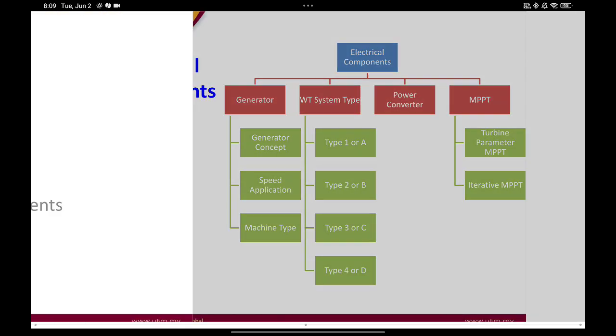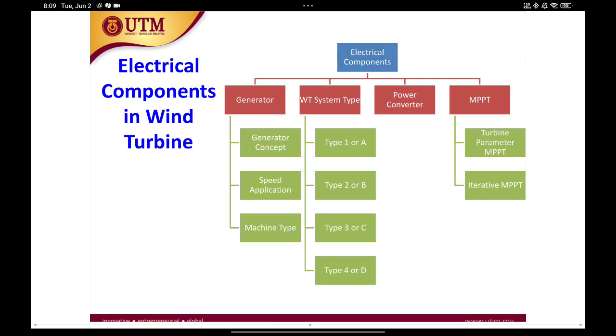This is the summary of the electrical component in the wind turbine. I will show you the generator, the generator concept, the speed, application, and the machine type. Then the second part is the wind turbine system type. You have type 1, 2, 3, and 4, or type A, B, C, and D. It depends on you. Some questions ask type 1, or type A. It's the same thing.